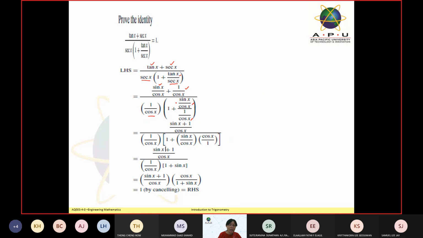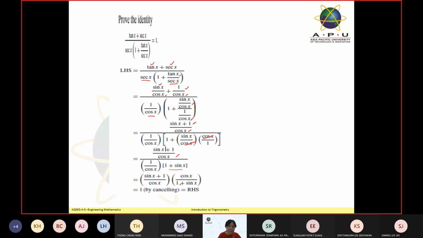Let's look at the one at the top. Since both denominators are cos x, we can write it as sine x plus 1 over cos x. Then for the one at the bottom, we can cancel the cos x, so we have 1 plus sine x. And for the top, we have sine x plus 1 over cos x, still the same.